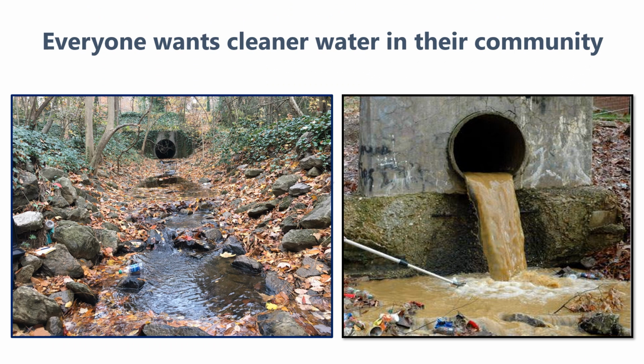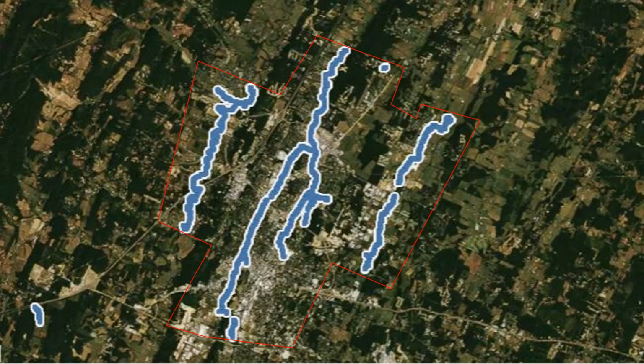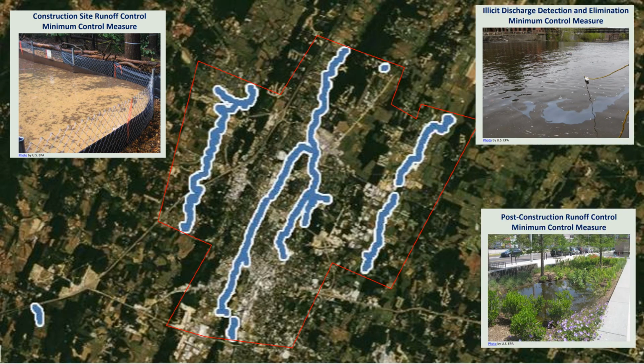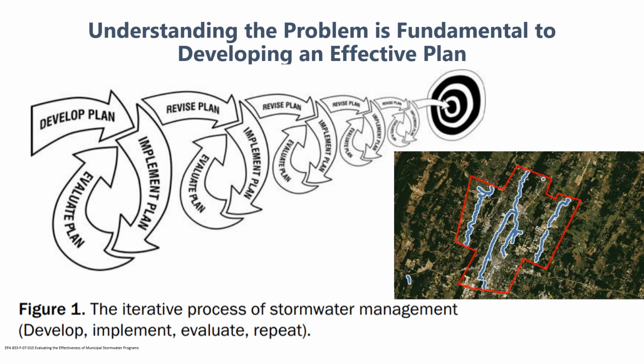Everyone wants cleaner water in their community, but how do you achieve cleaner water in a thorough, cost-effective, and compliant way? The EPA has a number of best management practices, or BMPs, that are intended to fix stormwater-related problems such as sediment control, illicit discharge, and post-construction runoff management. The question is where these problems are and why do they exist? Fundamental to effective stormwater management is selecting and applying the most effective BMPs for your particular issues. The more iterations you need to get this right, the more inefficient and costly the program.